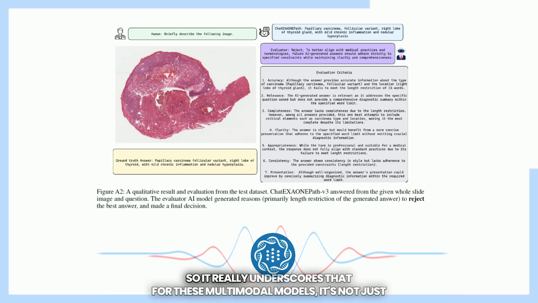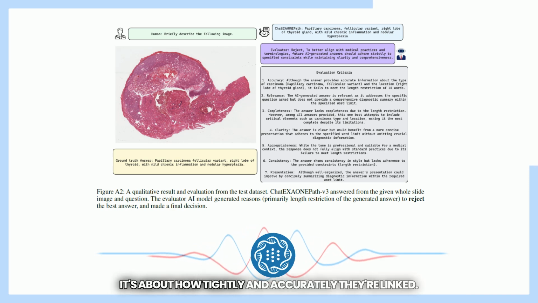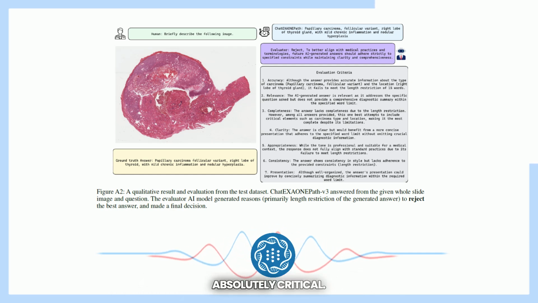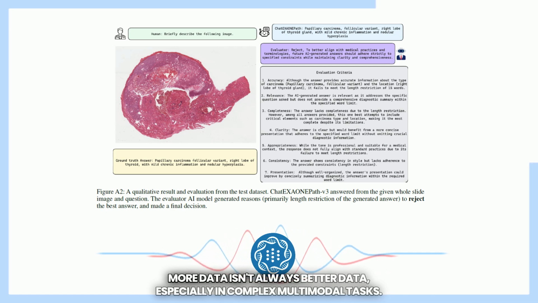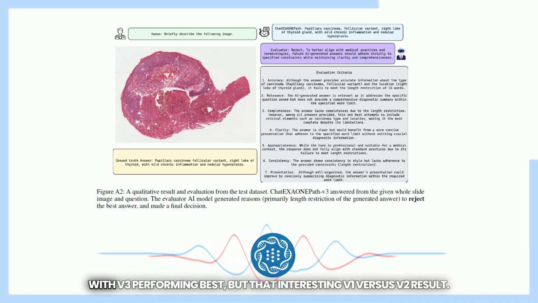Fascinating. So it really underscores that for these multimodal models, it's not just about having lots of text data and lots of image data. It's about how tightly and accurately they're linked. The quality of the alignment seems critical. Absolutely critical. More data isn't always better data, especially in complex multimodal tasks. Okay, so that's the quantitative picture, with V3 performing best, but that interesting V1 versus V2 result.